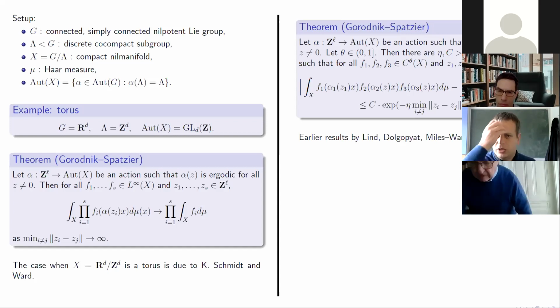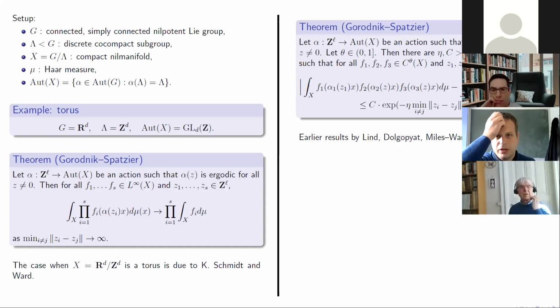So those concern the case when you have just a single automorphism acting, so not a Z^l action, but just a single one. And they proved the exponential rate. So I believe that Lind was for the ordinary mixing of order 2, and maybe Dolgopyat extended to mixing of all orders. And there were some partial results by Miles and Ward later.